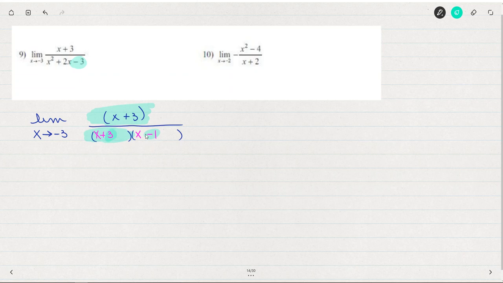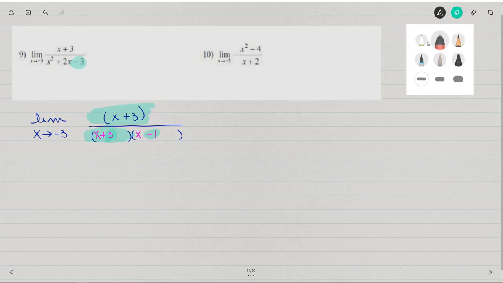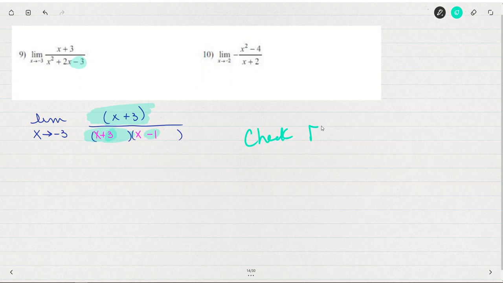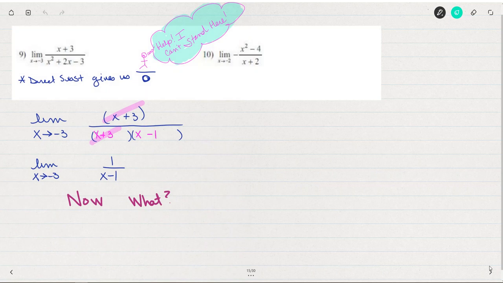Before I go on, I'm going to stop and check my factoring with FOIL. I'm going to check that when I multiply first times first, outside times outside, inside times inside, last times last, I get the x squared plus 2x minus 3. And when you do that multiplication, you find out, yes, it does check out. So we get x plus 3 over x plus 3 divides out, and we're left with the limit as x approaches negative 3 of 1 over x minus 1.